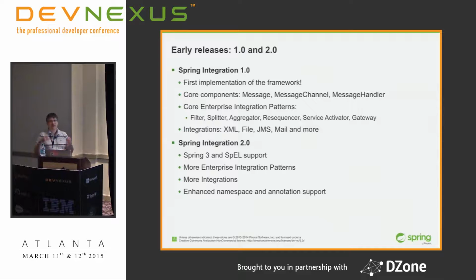Spring Integration 2 added Spring 3 and SpEL support. Added more integration patterns to the mix, more integrations. This is when things like JDBC come into place, or TCP, or other endpoints. And added some enhanced namespace and annotation support.